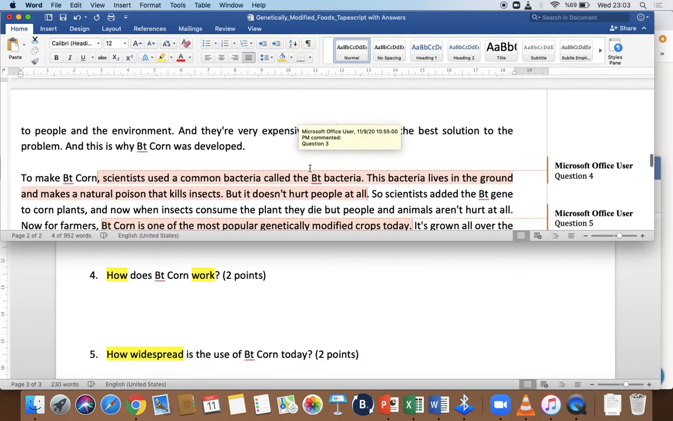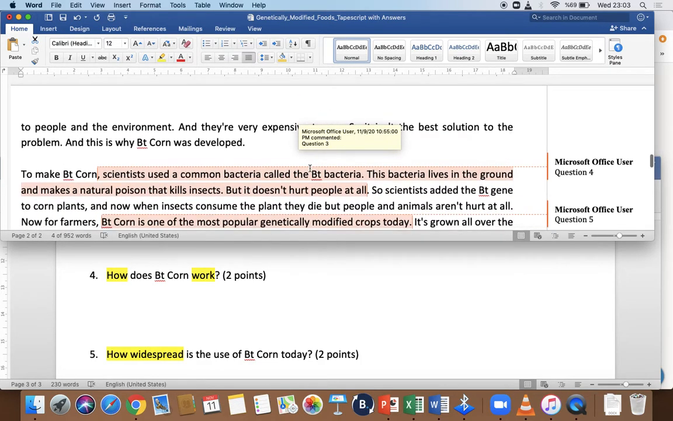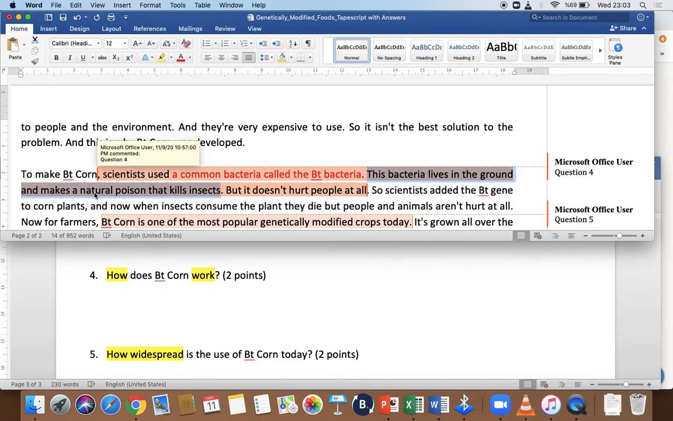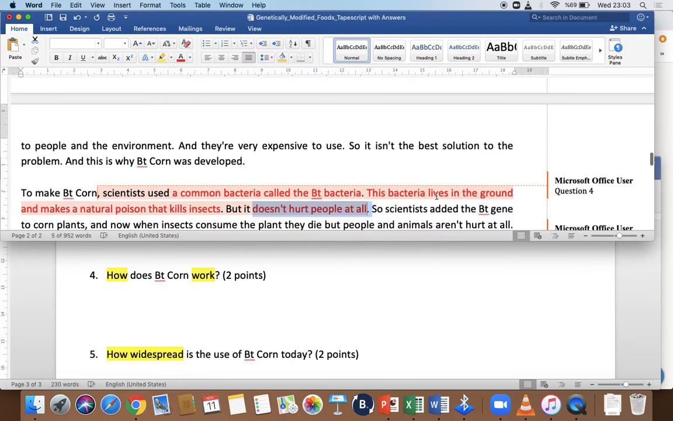Next question, how does BT corn work? Let's look at it. Scientists used a common bacteria called Bt bacteria, and this bacteria lives in the ground and makes a natural poison that kills insects, but it doesn't hurt people at all. Okay? You should explain how it works actually here. There is a bacteria called Bt bacteria. It lives in the ground and it is a natural poison, but it doesn't hurt people at all.